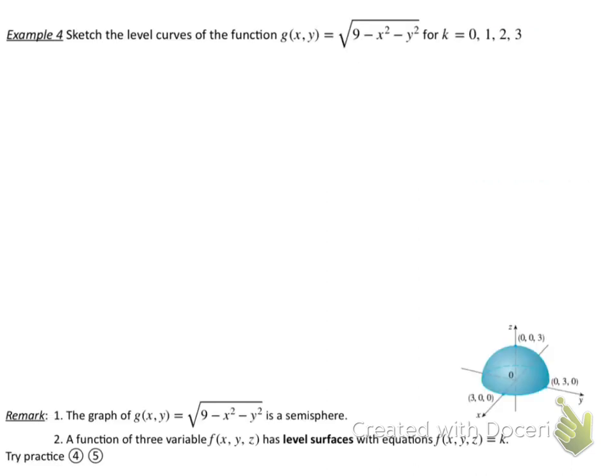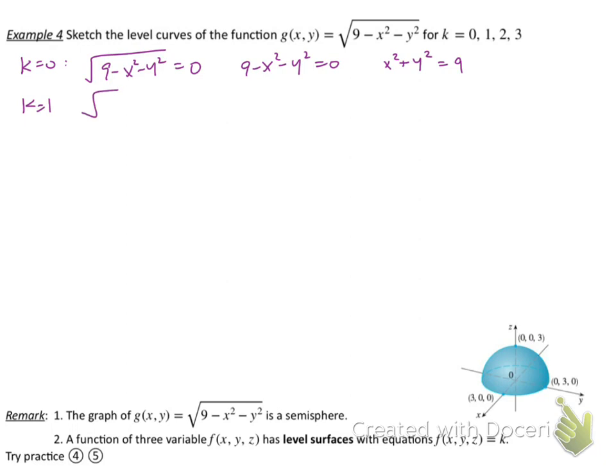Now, last example for today, we are going to do a baby version of the level curves. Here we are going to sketch the level curves of the function square root of 9 minus x squared minus y squared, and we are going to find the level curves for k equals 0, k equals 1, k equals 2, and k equals 3. So when k equals 0, you have square root of 9 minus x squared minus y squared equals 0. Square both hand sides: 9 minus x squared minus y squared equals 0. Then you move both of them to the other side and switch. So I have x squared plus y squared equals 9.